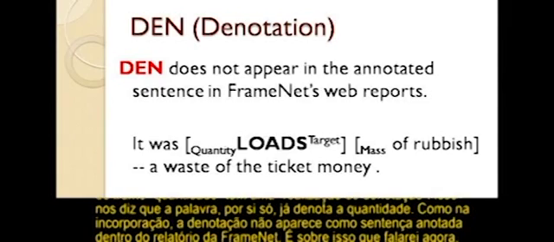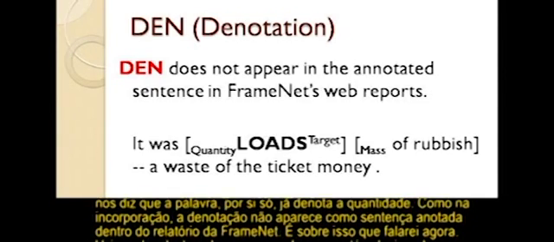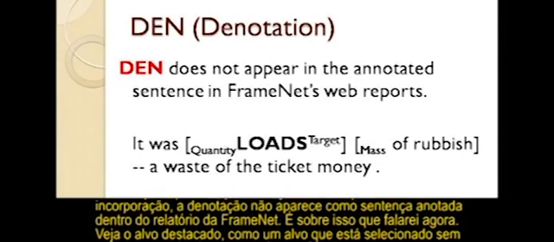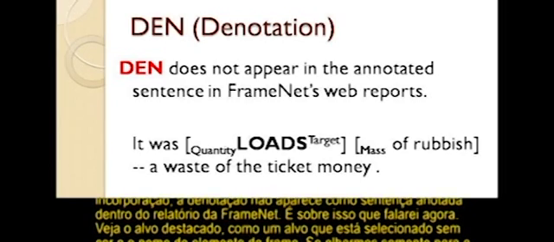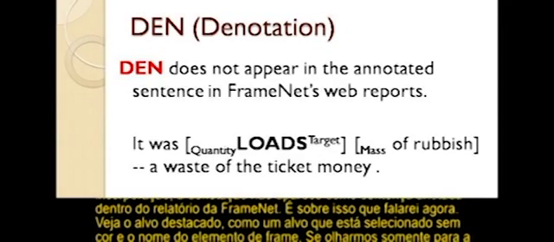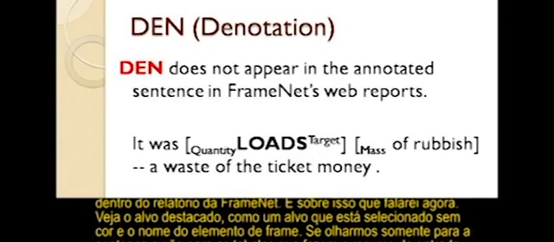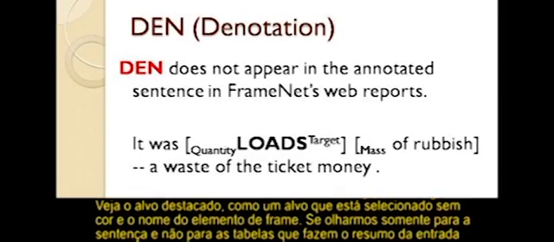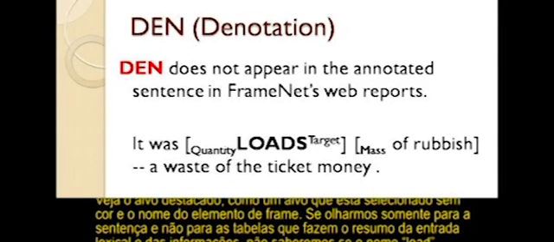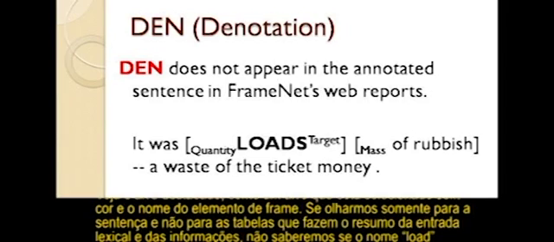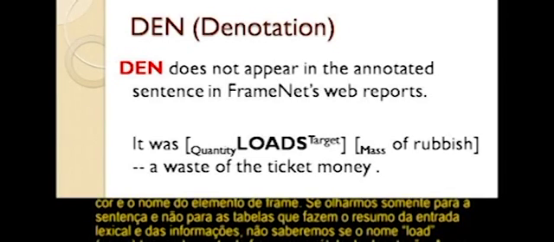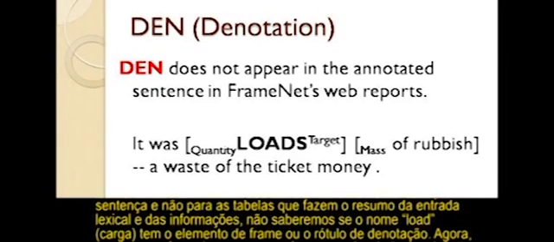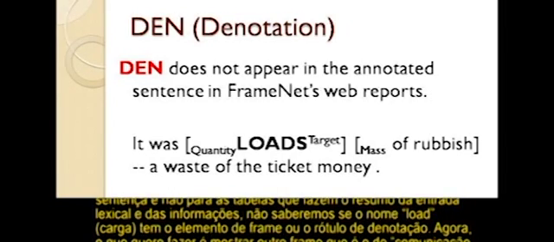Like incorporation, denotation does not appear in the annotated sentence in FrameNet's web reports. This is what you're going to see: the target highlighted, labeled as target if you select no colors, and the frame element name, right? If you only look at the sentence and don't look at the tables that summarize the lexical entry information, you won't know, or you won't be reminded, that the noun load has the frame element labeled denotation. Okay?